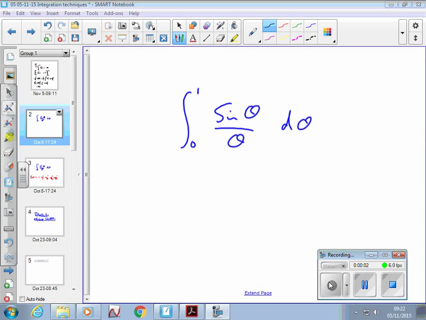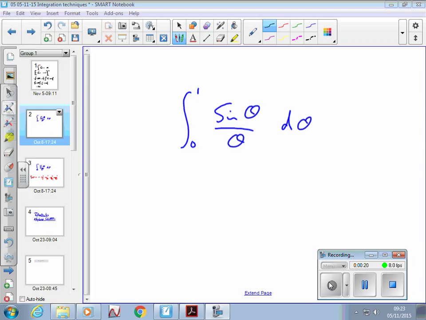Okay, what about this one? So integrating this between 0 and 1, how do we go about doing that? It's not a standard integral, is it? Look at your table of standard integrals, it's not that.